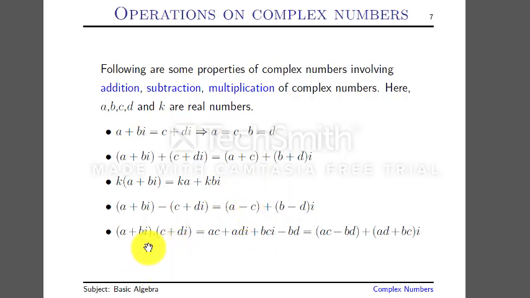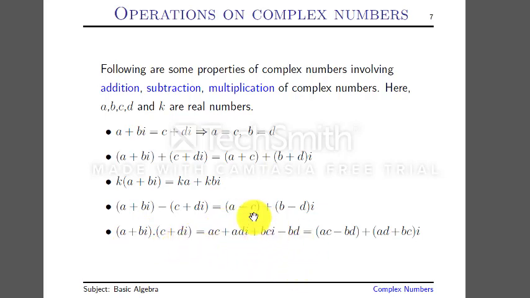Similarly, we can multiply two complex numbers. You can multiply these two ordered pairs in a simple manner. Initially, A will be multiplied with the whole quantity C plus D iota, then plus B iota will be multiplied with the whole quantity C plus D iota. When A is multiplied with this quantity, we obtain AC plus AD iota. When this term is multiplied with this quantity, we obtain BC iota minus BD, because iota square is minus 1.